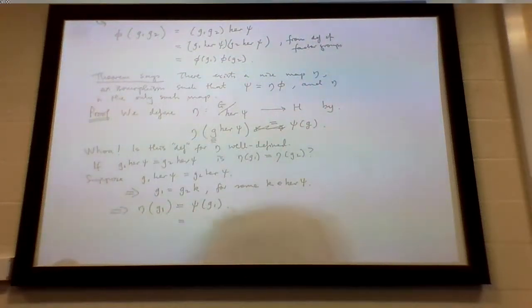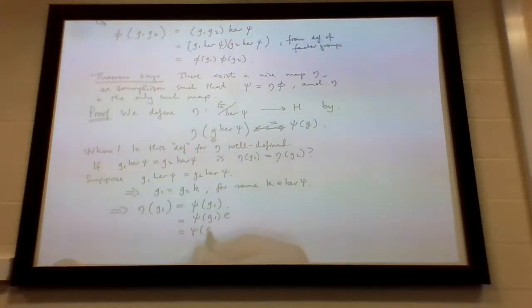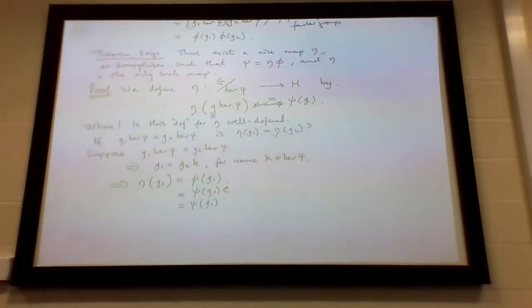It's equal to psi of G1 times the identity. And why have I introduced the identity? Because it's in the kernel. Which something in the kernel have we gone to the bother of naming on the page? That particular K. So I can represent the identity element in G2 by psi of K.